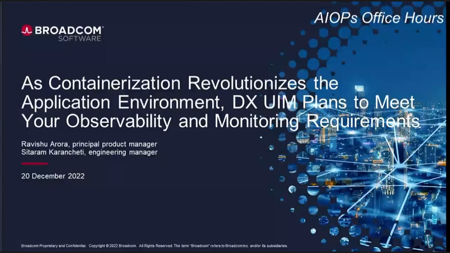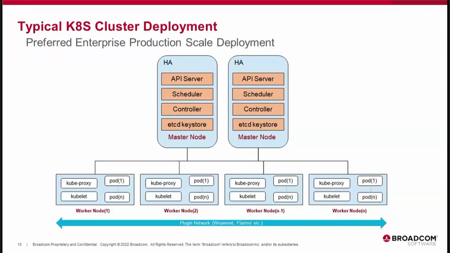In this session, I'll be covering, at a top level, what the typical Kubernetes deployment would be and how UIM is going to jump in with respect to monitoring the Kubernetes cluster and the cluster components with respect to nodes and pods. So a typical Kubernetes cluster deployment will generally contain a master node, and it is generally recommended to have a high availability configuration.